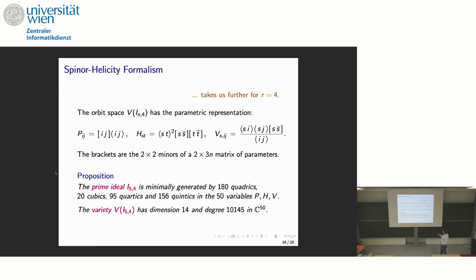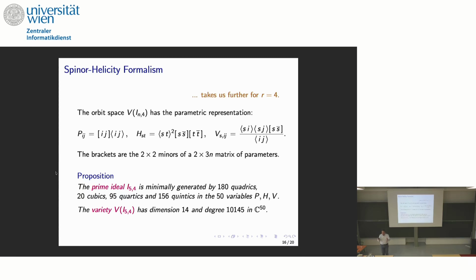We can write Pij just as Mandelstam variables. So Pij is just one kind of bracket ij times the other kind of bracket ij. And then the h's and the s's have similar representations. Here, the way we do this is we have a 2 by 3n matrix of unknowns, a very long, skinny matrix with 2 rows. And then there are indices that go from 1 up to n, and also barred indices that go from 1 up to n.